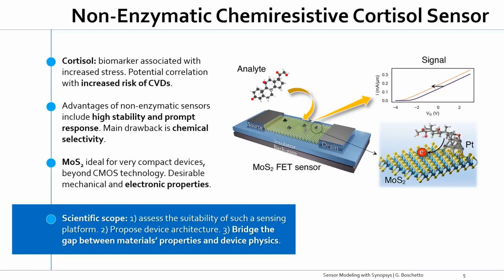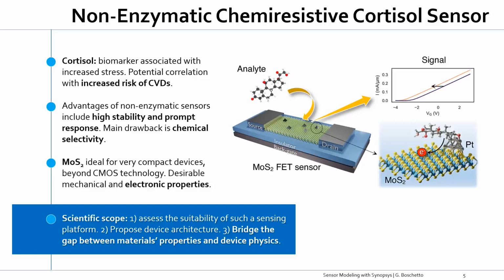Now, non-enzymatic sensors have the advantage of being generally stable, both to pH and temperature, but the main drawback here is the chemical selectivity. We chose MoS2 as a sensing material because it is ideal to fabricate very compact devices which can go beyond the conventional CMOS technology.